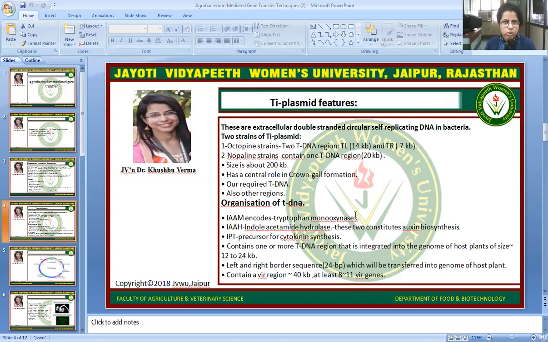Organization of T-DNA. IAAM encodes tryptophan monooxygenase and IAAH indole acetamide hydrolase. These two constitute auxin biosynthesis. IPT is a precursor for cytokinin synthetase. It contains one or more T-DNA regions that are integrated into the genome of host plants, of size approximately 12 to 24 kb. Left and right border sequences, which are approximately 24 base pair, mark the region which will be transferred into the genome of the host plant. It also contains a Vir region of approximately 40 kb, where at least 8 to 11 Vir genes will be present.